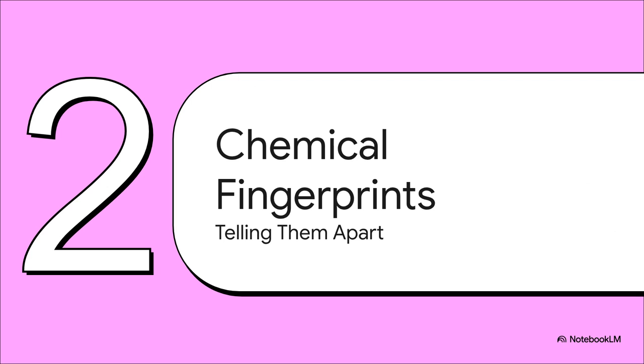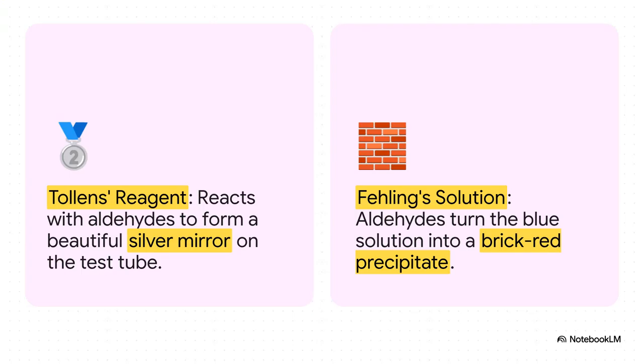All right, so we've met the family. But let's say you've got a test tube with an unknown carbonyl compound. How in the world do you figure out which one it is? This is where chemists break out their chemical fingerprinting kits. Two of the most classic tests are Tollens' and Fehling's. And here's the trick. They're both designed to react with aldehydes, but they completely ignore ketones.